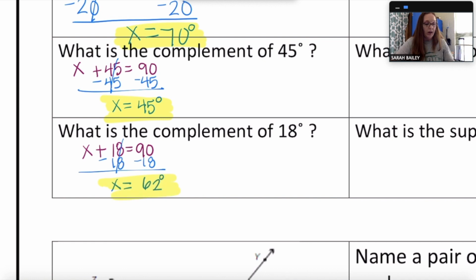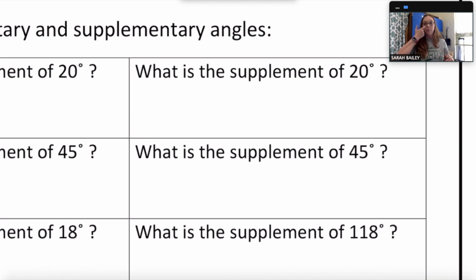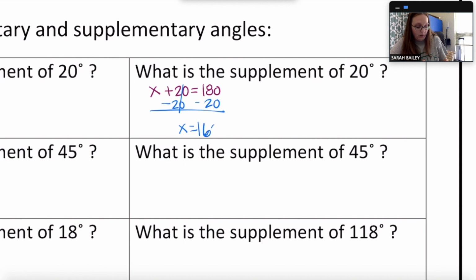Okay, let's look at the other three that we had. Now we're doing supplements. What is the supplement of 20 degrees? Remember that supplementary angles are two angles that add up to 180 degrees. This is very similar to the previous ones, but this time I'm going to write x plus 20 equals 180. To solve, I'm going to subtract 20 on each side. 180 minus 20 is 160. So that would be 160 degrees.